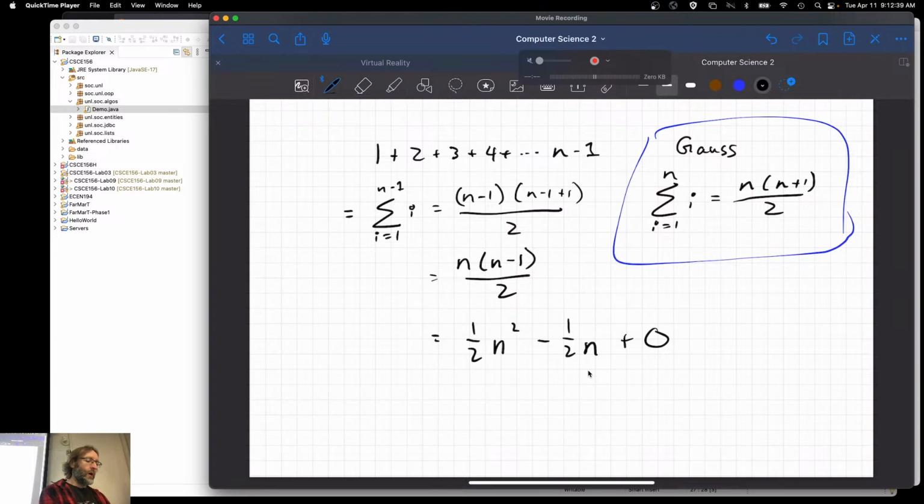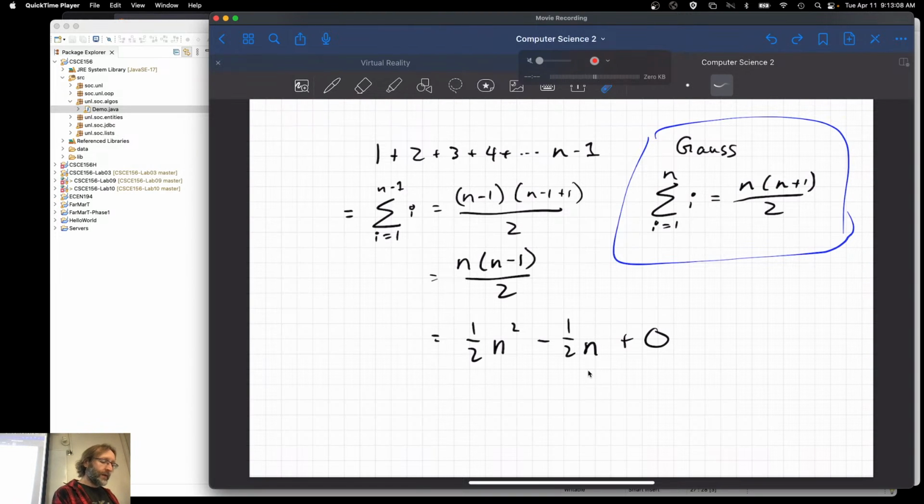It's not 1/2 in our quadratic regression. Why? Because we were measuring time. We were measuring the number of seconds that program actually took, and it's not going to take 1/2 of a second to do one summation. There's another constant sitting out front here telling you the number of seconds it takes for one summation.